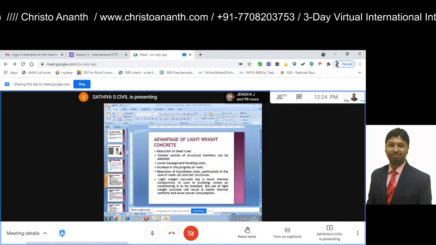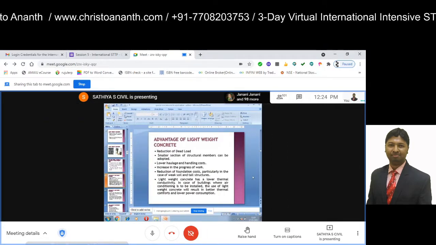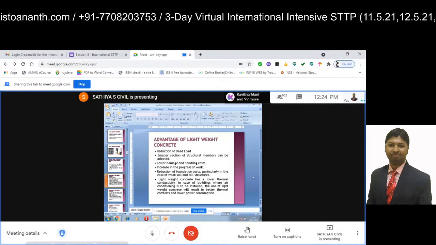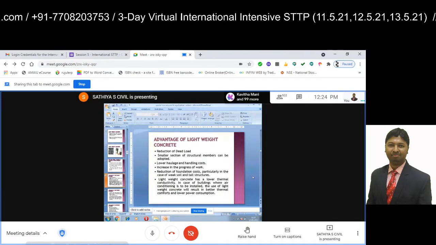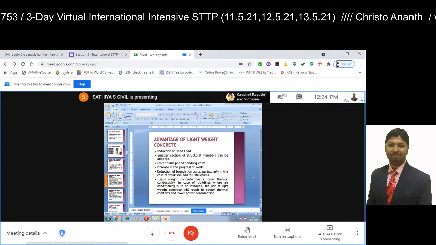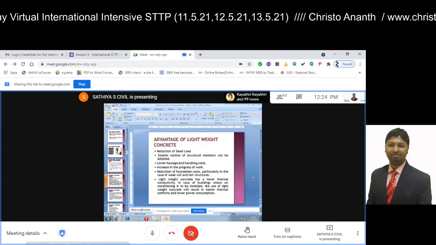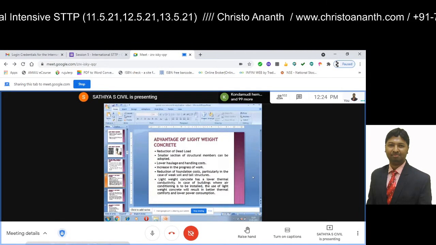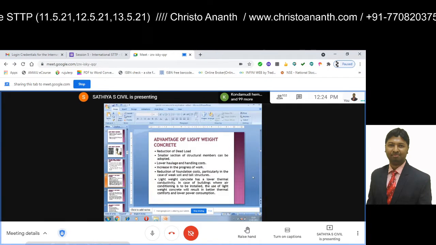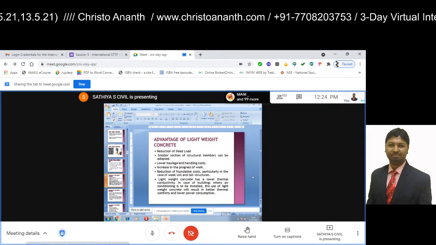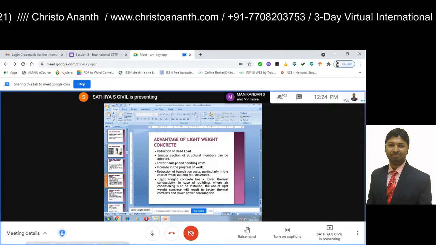An advantage of lightweight concrete is reduction of dead load. Dead load means the self-weight of any structure or building. So we can reduce the self-weight of any structure. It is a greater added advantage to us. Smaller sections of structural members can be adopted. So automatically the size of the structural member is reduced, and the self-weight will also be reduced. Then lower handling and transportation cost.